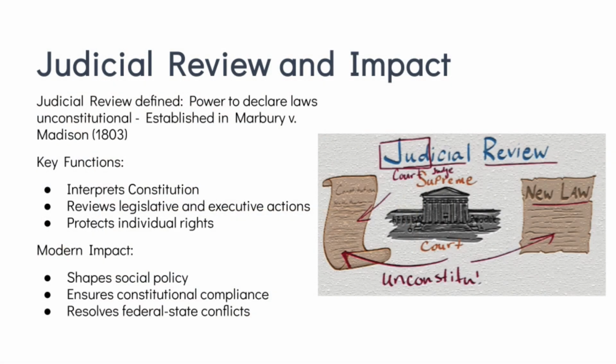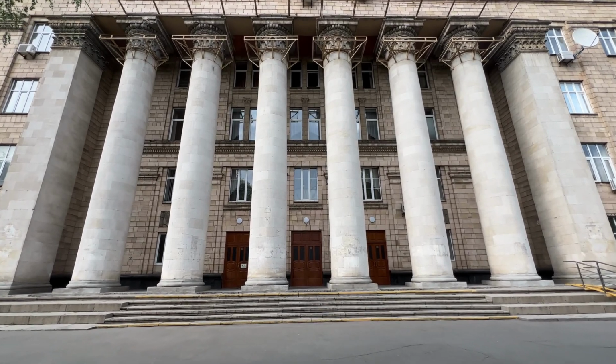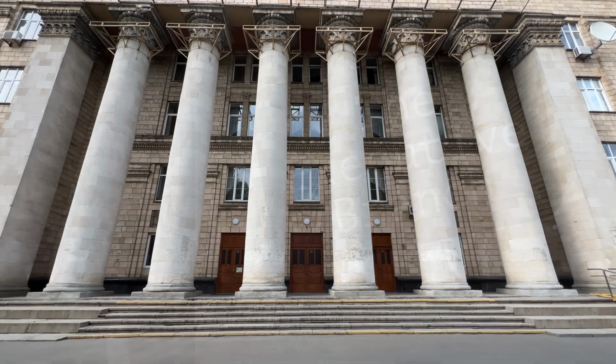Judicial review is the court's power to declare laws unconstitutional. Established in the 1803 case Marbury versus Madison, this function allows the judiciary to interpret the Constitution, review legislative and executive actions, and protect individual rights.